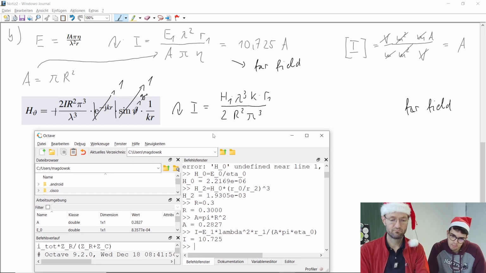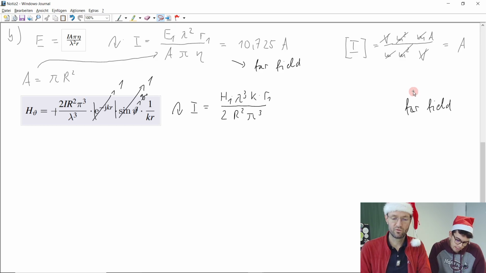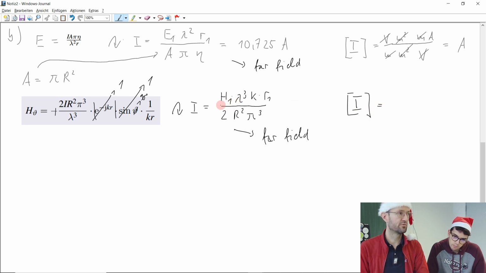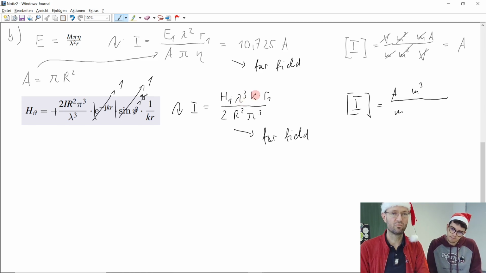And this should be values that we already have in our Octave window. So if we do this, and maybe we should think about the unit first. So let me move this to here and say, okay, this is also far field. And if we think about the unit first, the unit of the current, what is the unit of H? Of the magnetic field strength? Yeah. Ampere per meter. So then we have another meter to the power of 3 from lambda. What is the unit of k, of the wave number?